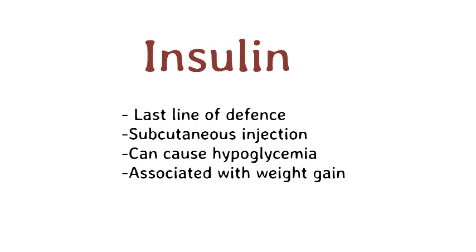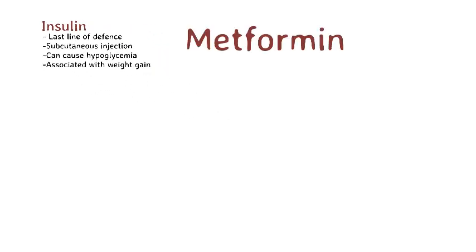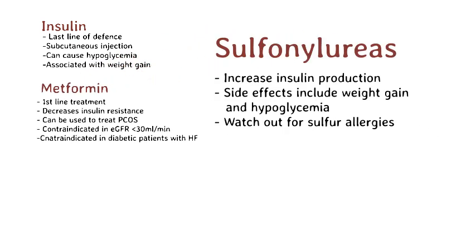Insulin is given when all else fails. It is taken subcutaneously, can cause hypoglycemia, and is associated with weight gain. Metformin, also known as glucophage, is a biguanide. It's the first line of treatment for type 2 diabetes. It decreases insulin resistance, making it an option for treating other syndromes associated with insulin resistance, such as polycystic ovarian syndrome. It's contraindicated in patients with an estimated GFR of less than 30 milliliters per minute due to increased risk of lactic acidosis. It's also contraindicated in diabetic patients with heart failure.